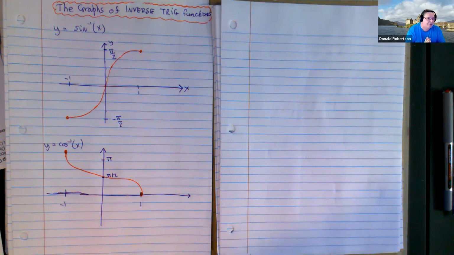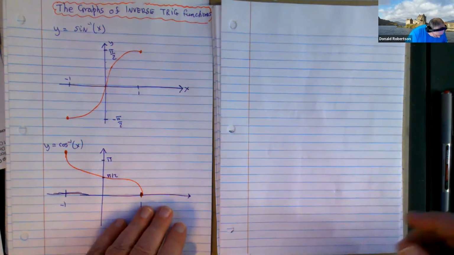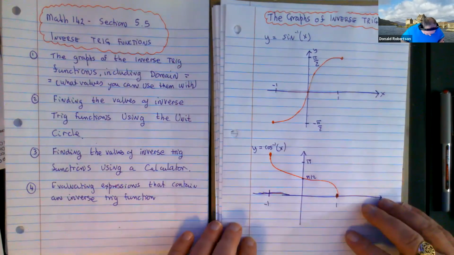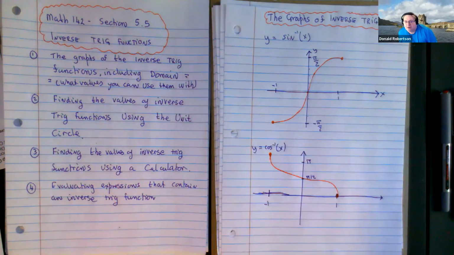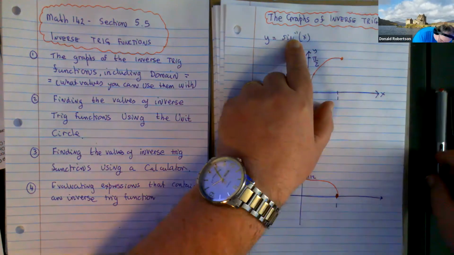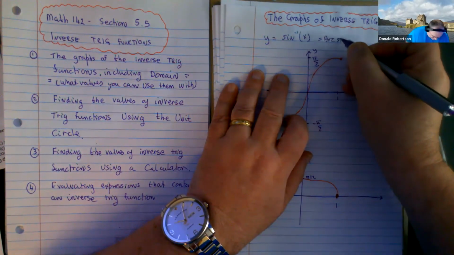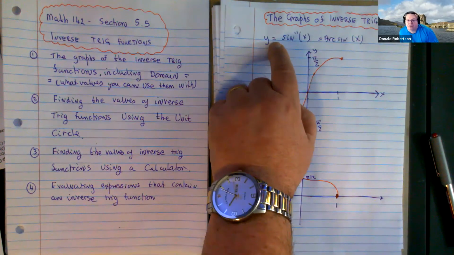We are on our final section, and we're going to look at the graphs of inverse functions, which is section 5.5. I'm going to start with some notes on what is an inverse function. There are three that you need to be concerned about, and this one here is also called arcsine. So if you ever see arcsine, it means that. And we say that out loud as the inverse sine of x.